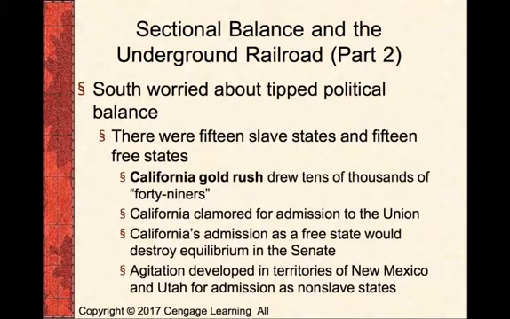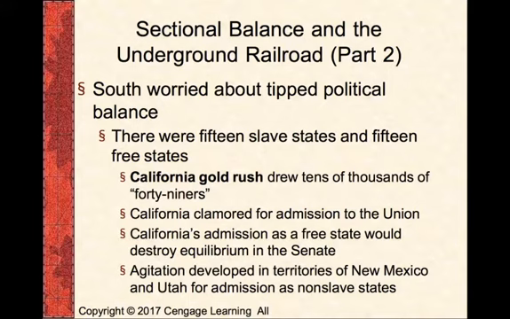However, the South did worry about a tip in the political balance. In 1850, there were 15 slave states and 15 free states. We've talked over and over again about how that precarious balance, ever since the Missouri Compromise, hinged on there being equal representation in the Senate, because the North was getting bigger and bigger in the House of Representatives. The Senate was the last political holdout of the South.